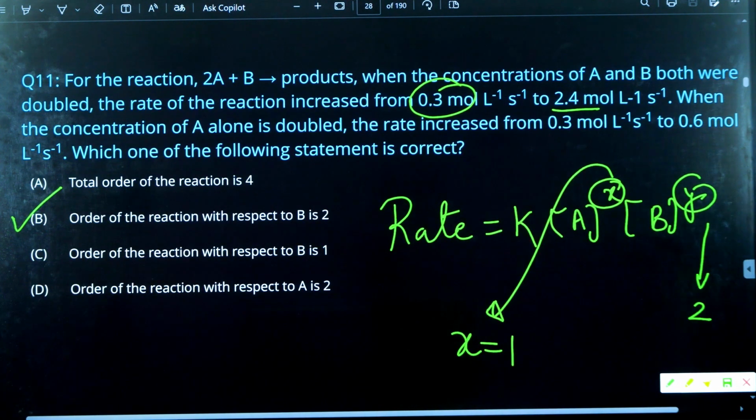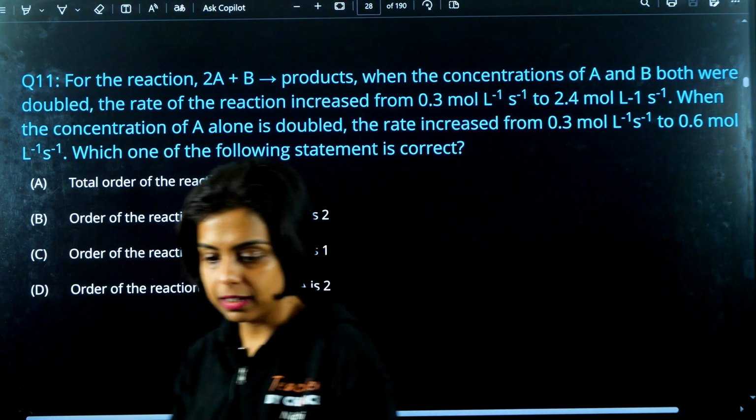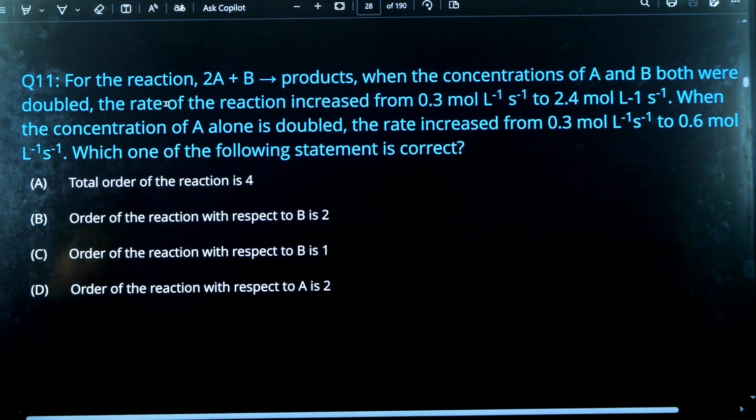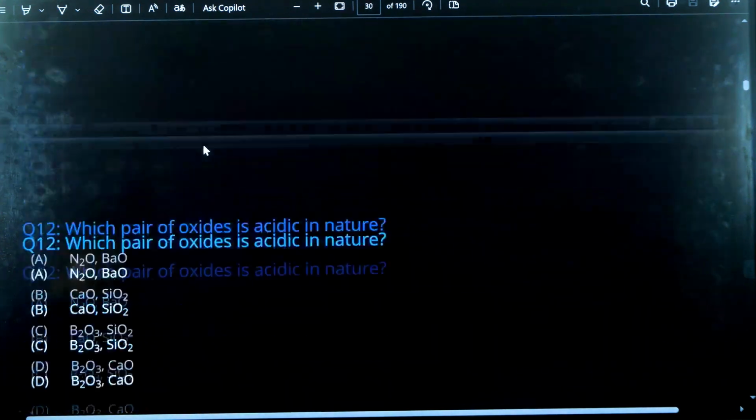Chemical kinetics, pretty basic, simple, fundamental question. That type of questions are being asked and they're pretty easy to crack. So orally you can do it, guys. The answer indeed is B. Got it? So B is the answer. Let's move on to the next question.